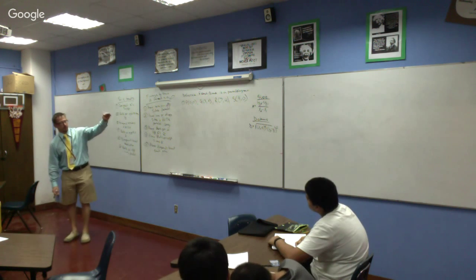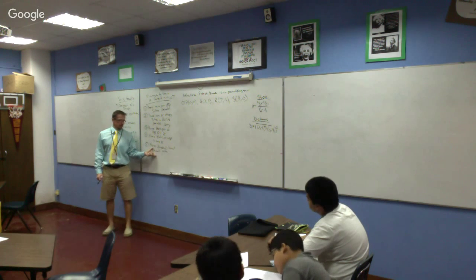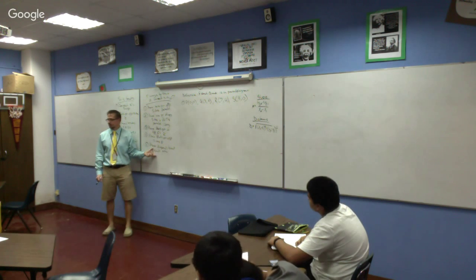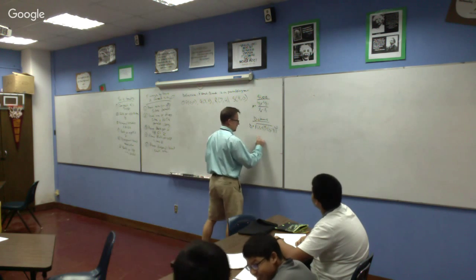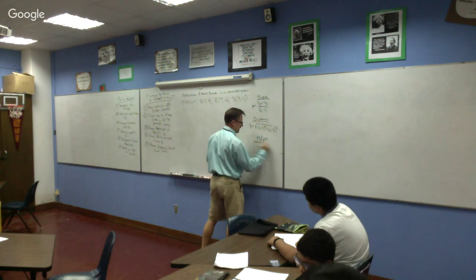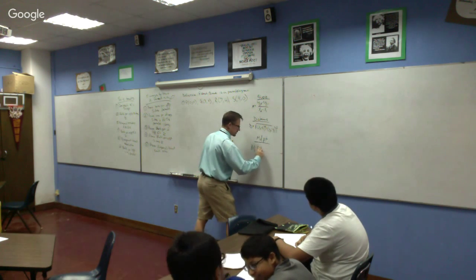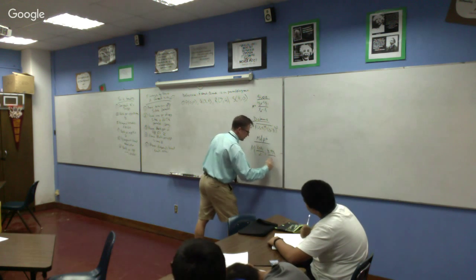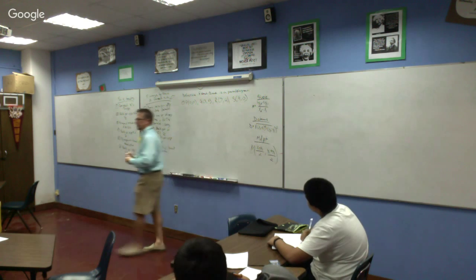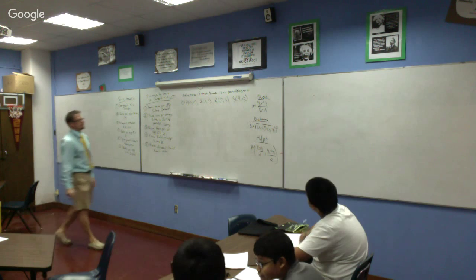Well, if I'm going to use slope, I'm not going to use distance. What about proving the diagonals bisect each other? What would I use? Midpoint, which we already said is x1 plus x2 over 2, y1 plus y2 over 2. So those are the three formulas that we need to use for this coordinate geometry.